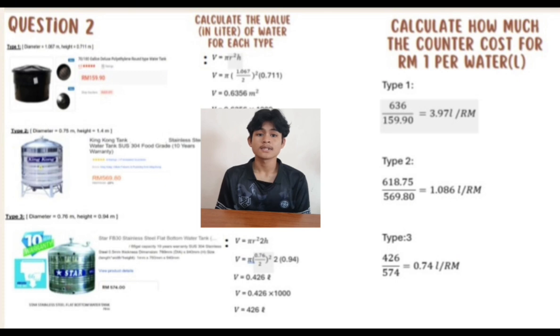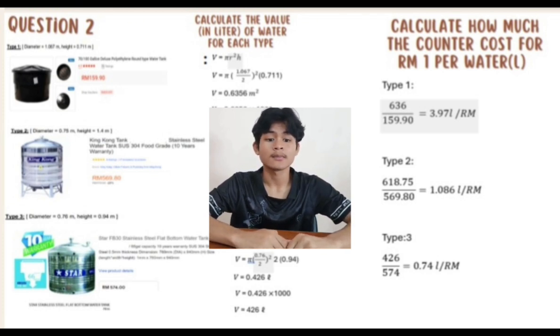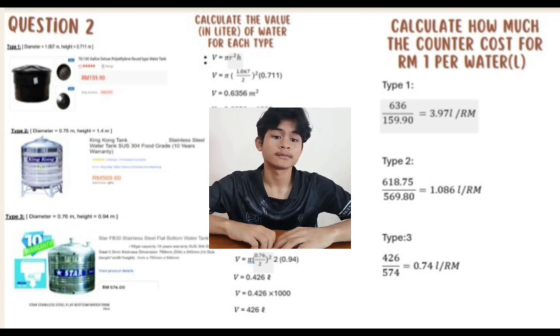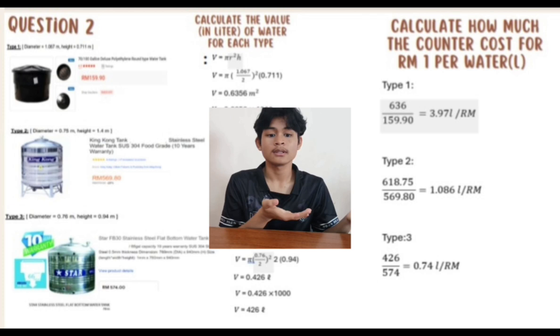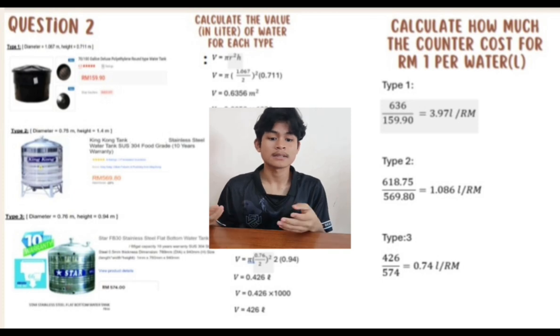Okay, for the last tank, which is type 3, the stainless steel water tank, we use a different formula, which is V equals pi r squared 2h. And here is the full calculation, and the final answer you will get is 426 liters. Next, we have to calculate how much the tank costs for RM per water liter. For this calculation, we use this formula, and here is the full calculation for type 1, and type 2, and lastly type 3.